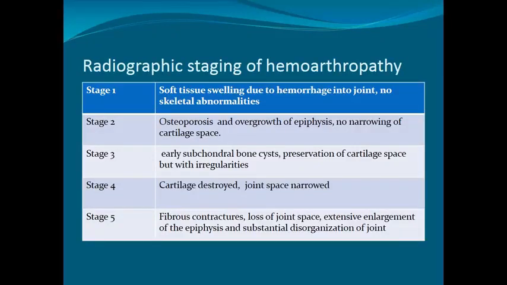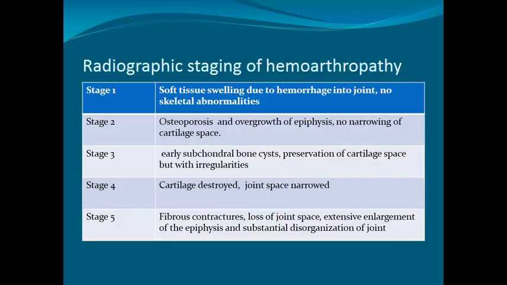Okay, this is very important. These are the radiographic stages of hemophilic arthropathy. When the patient develops hemarthrosis, you have to categorize which stage your patient falls in: stage 1, stage 2, stage 3, stage 4 or stage 5. The treatment option for every stage is different, but students must be familiar with what the stages are.